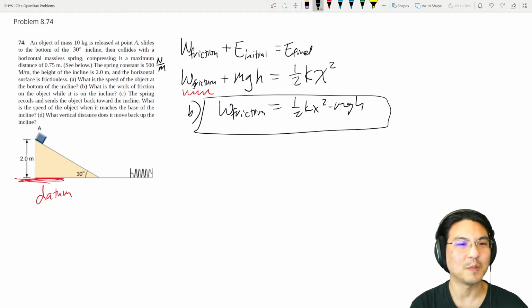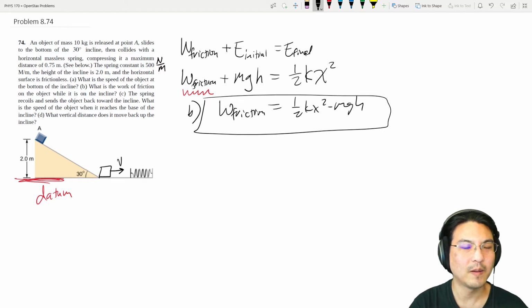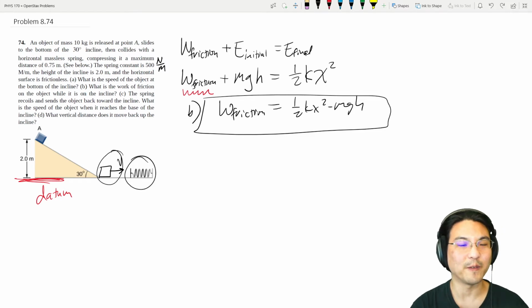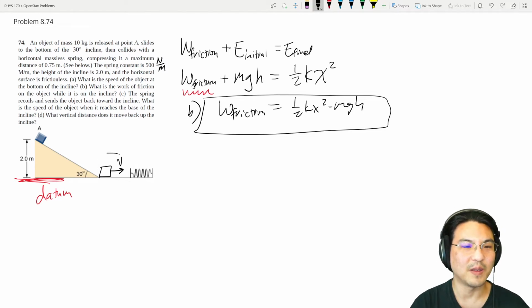Okay, what's the speed at the bottom of the incline? So let's do part A. When it's at the bottom of the incline, what's happening? It's going this way, and then it smashes the spring. So from here to here, see how the horizontal surface is frictionless? There's no work being done by friction from the bottom of the ramp to where it smashes the spring. So different situation, work by friction is 0.